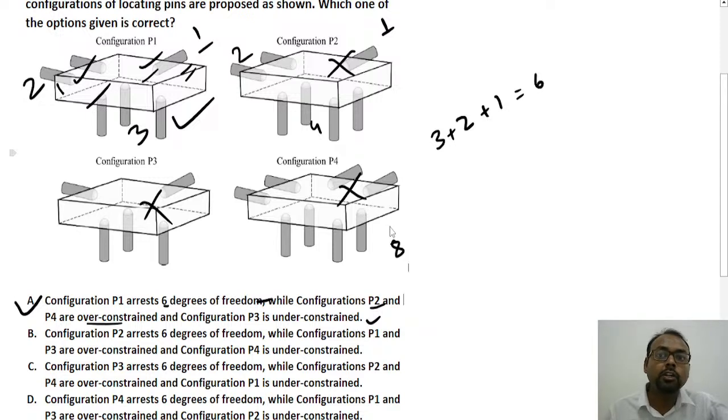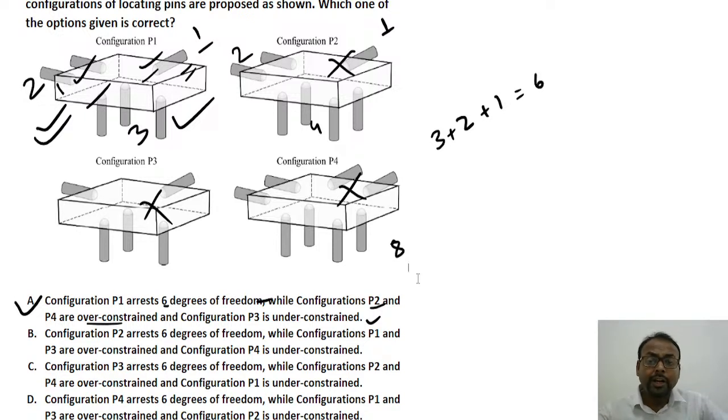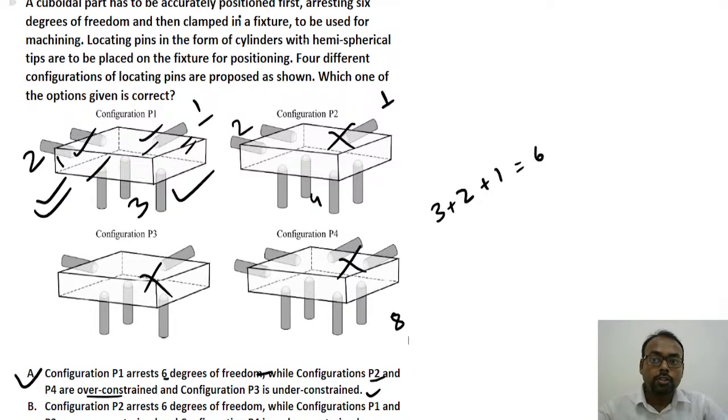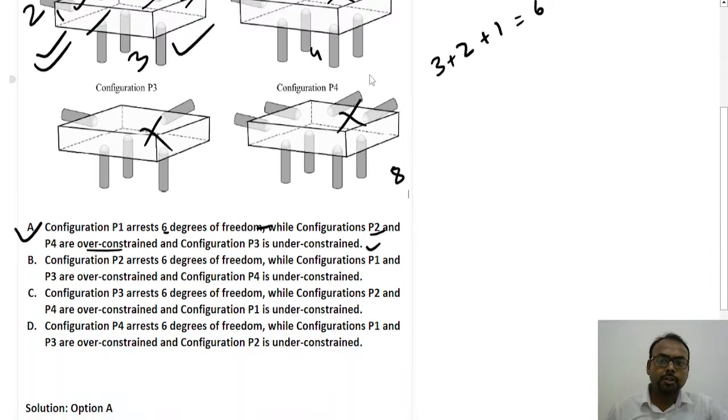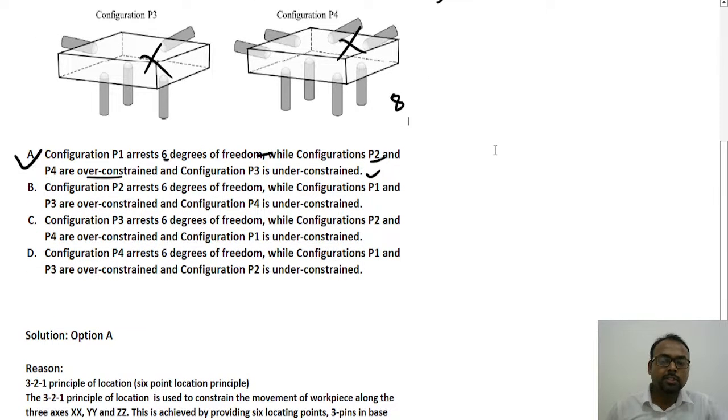So finally what we got to know is that only configuration P1 is following the 3-2-1 principle of jigs and fixtures, or we can say the 3-2-1 principle of fixing or arresting of 6 degrees of freedom. So this is our first question that was asked in the GATE exam. This question was asked for 1 mark, and 4 options are given, and we have to select one option. So this is, I guess, a very easy question. Whoever knows the 3-2-1 principle of jigs and fixtures can easily solve this question.